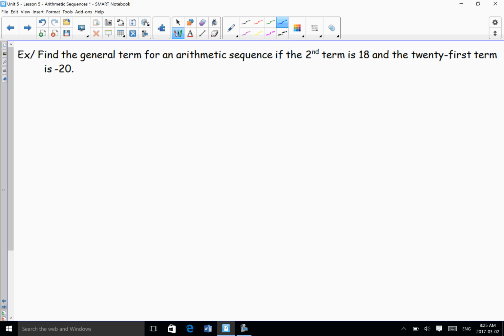Okay, let's try one more thing. Find the general term for an arithmetic sequence if the second term is 18 and the 21st term is negative 20. So, two ways of approaching this kind of question. We can use some common sense, or we can use some mathematical solving. We'll look at both. Mathematical solving: I know that u number 2 is 18. I also know that u number 21 is negative 20.